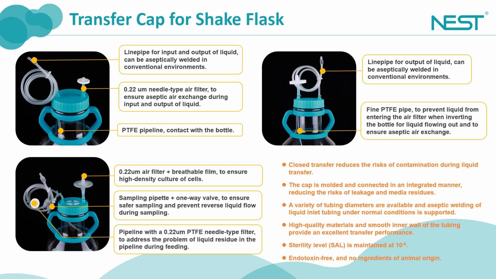Moreover, the functional cap also possesses a sampling function. The sampling tubing is composed of a sampling valve and one-way tubing. The one-way valve can guarantee the one-way liquid flow, namely only outflow is allowed to ensure safer sampling. Meanwhile, the sampling tubing is equipped with a needle filter. Screw the syringe into the needle filter to inject the liquid remaining in the tubing after feeding into the flask to reduce waste.